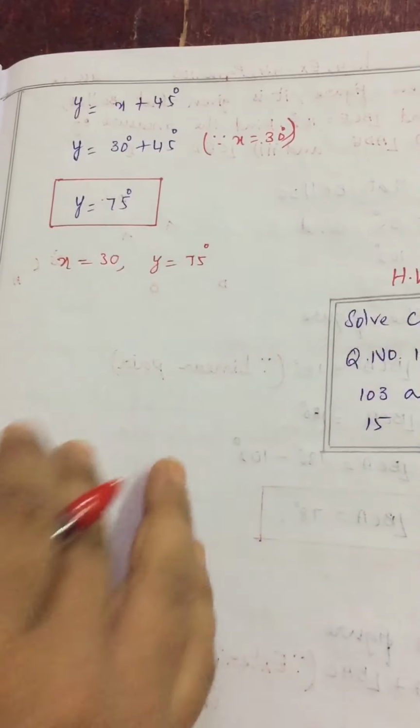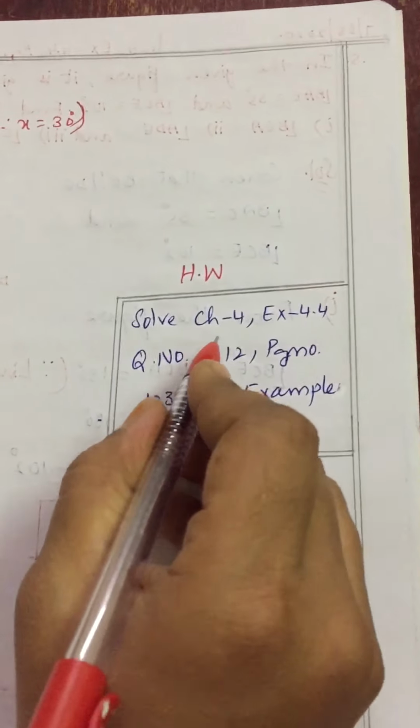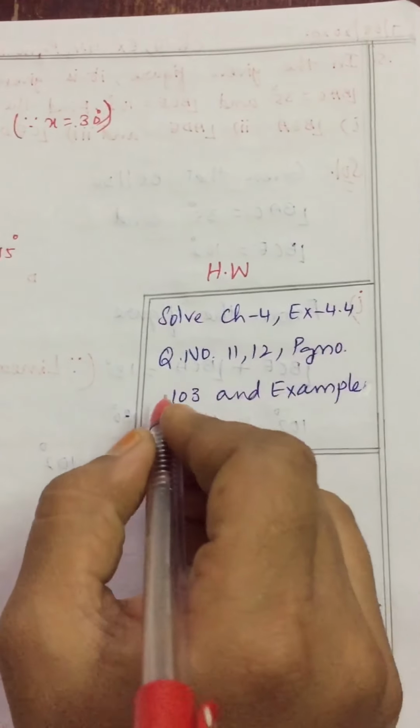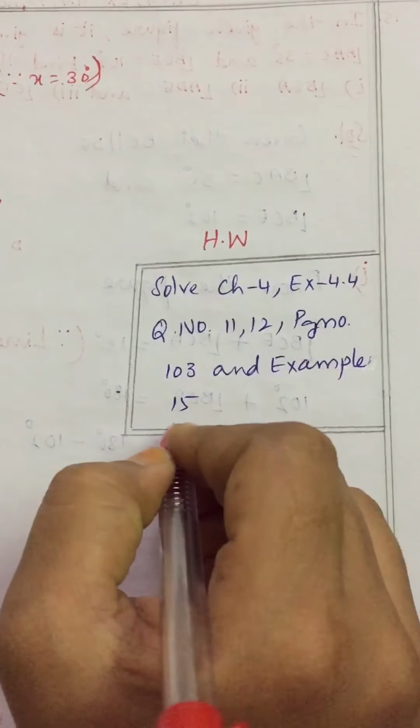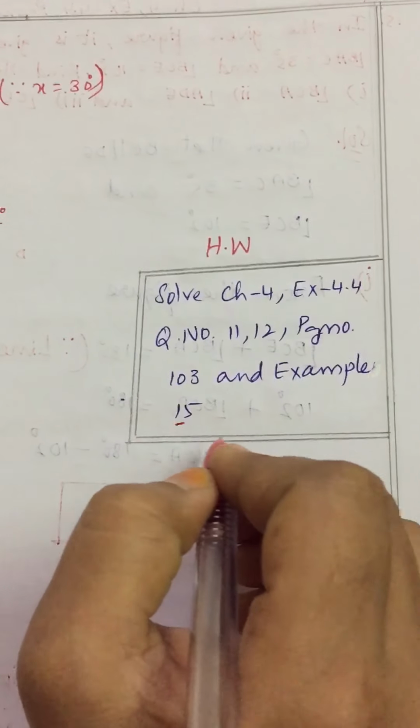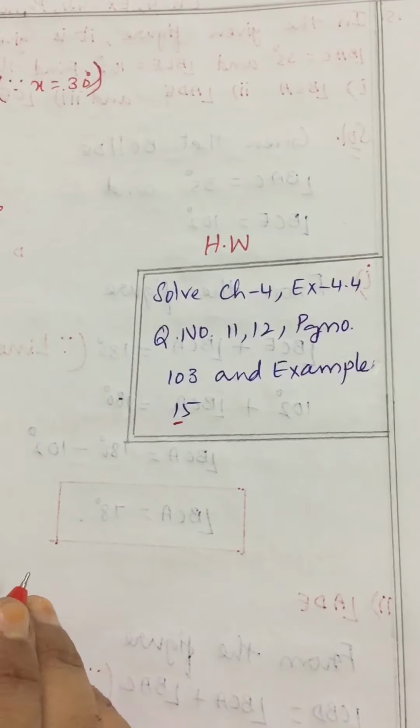Am I clear children? So note down today's homework. Solve chapter 4 exercise 4.4 questions number 11 and 12, page number 103. The 15th example of chapter 4 you need to solve. Clear children?